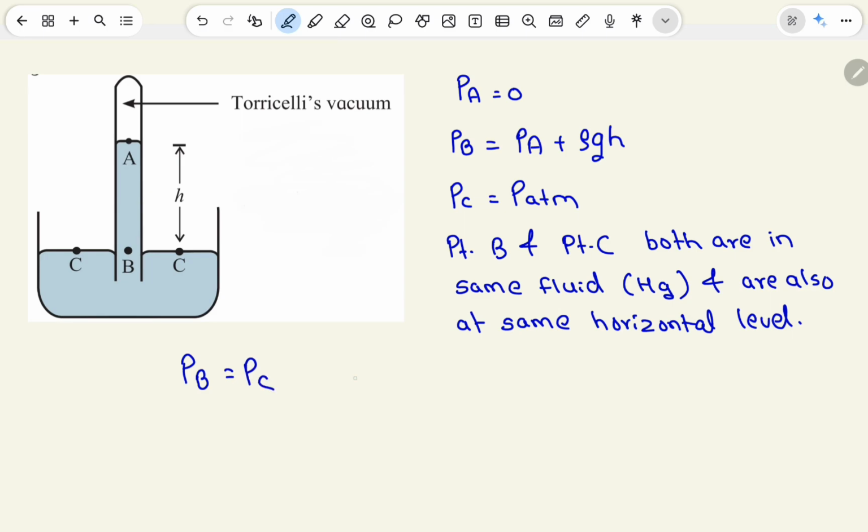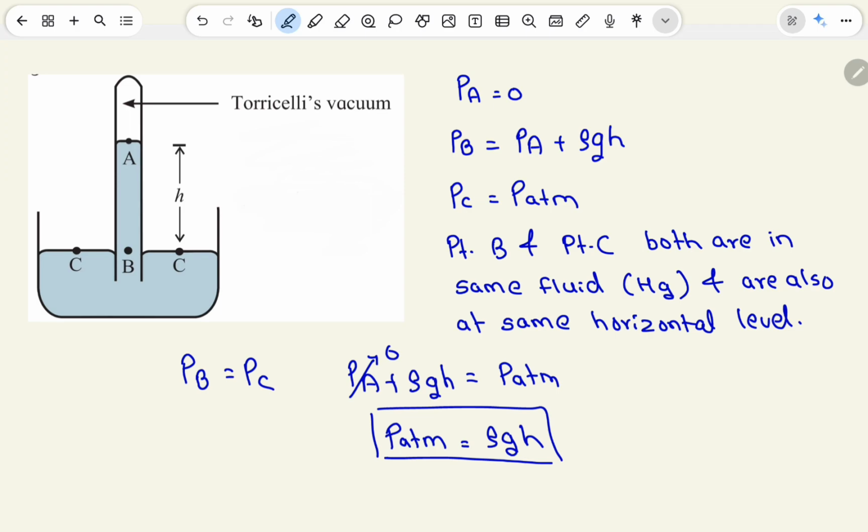So we can write down in place of pressure at point B, which is PA plus rho g h, and in place of pressure at point C, we can write down PATM. But we know pressure at point A is 0. Therefore, we get the atmospheric pressure is nothing but rho g h.